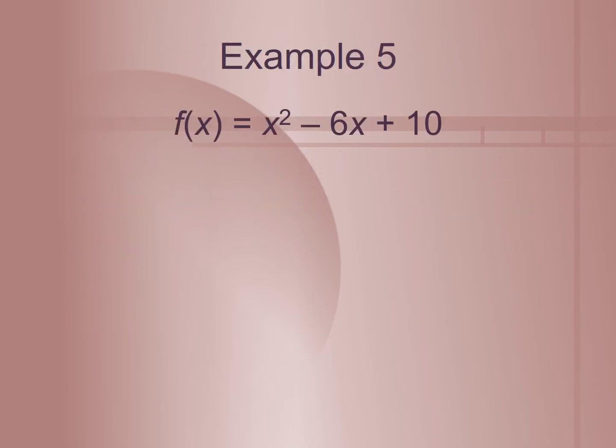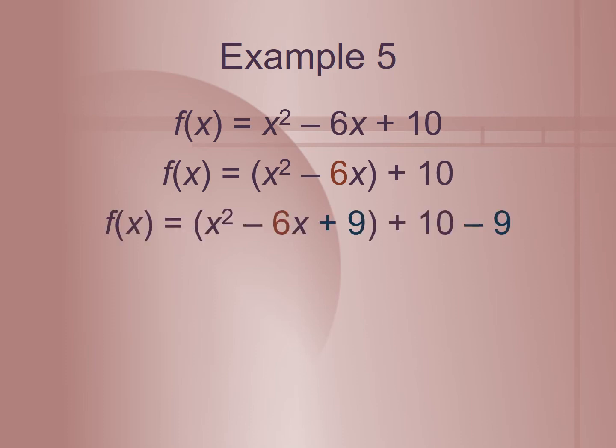Alright, so let's look at this example. We have x squared minus 6x plus 10. So this is not in our vertex form. So what we can do is complete the square. And when we complete the square, we take half of that b value, which is 3, and we square it, and that's 9. But if we add 9, we have to make up for that 9 on the outside.